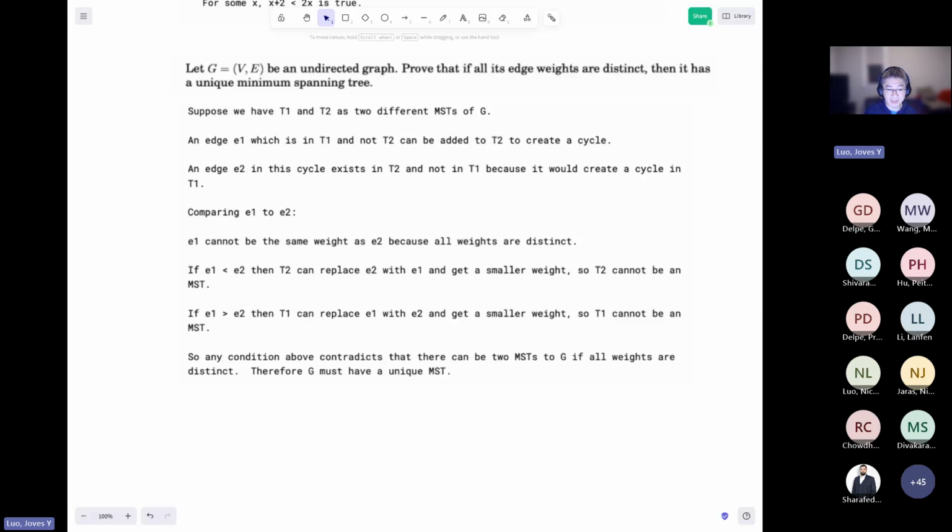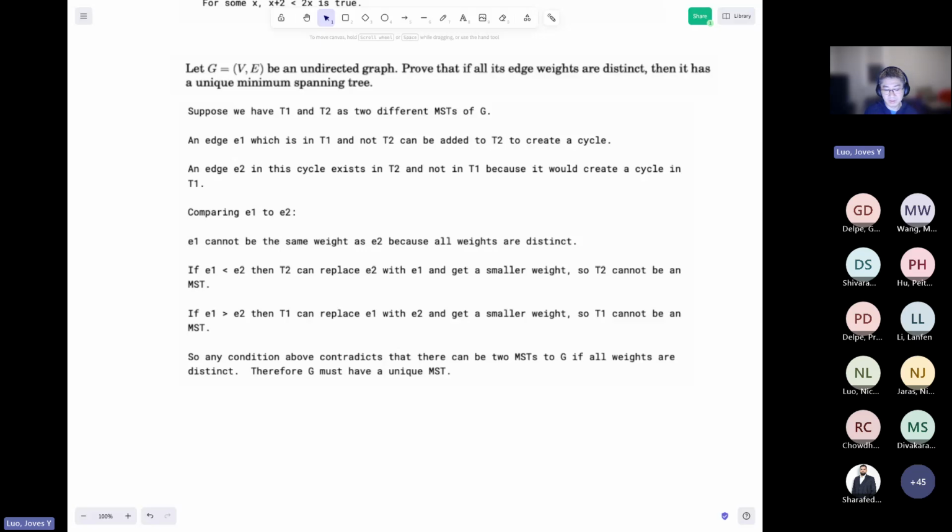If E1 is less than E2, then T2 can replace E2 with E1 and get a smaller weight. So T2 cannot be an MST. If T2 can remove one of its edges and improve its weight with a different edge, it was never an MST to begin with, okay? Similarly, if E1 is greater than E2, then T1 can replace E1 with E2 and get a smaller weight. So T1 cannot be an MST. So if I could improve the first MST, the first MST was never an MST to begin with.